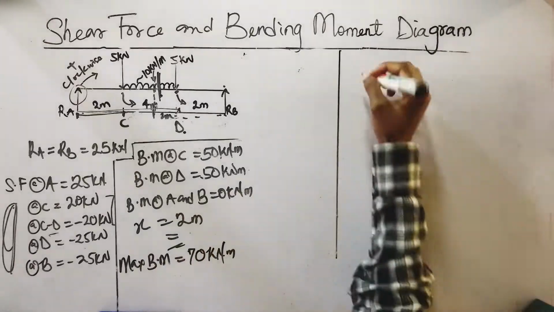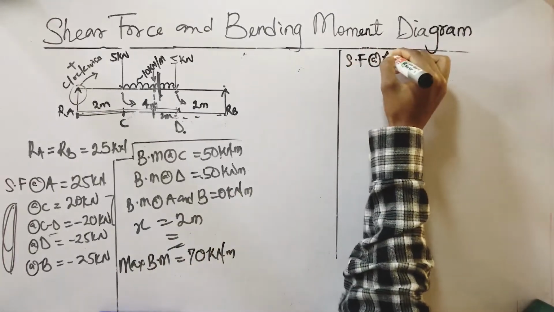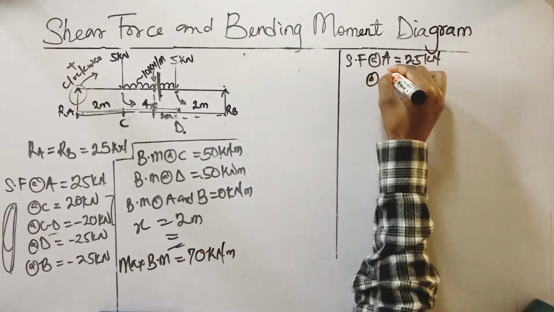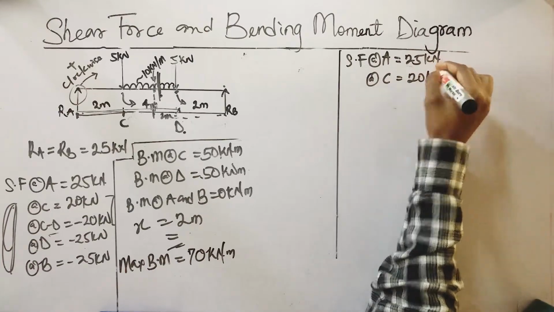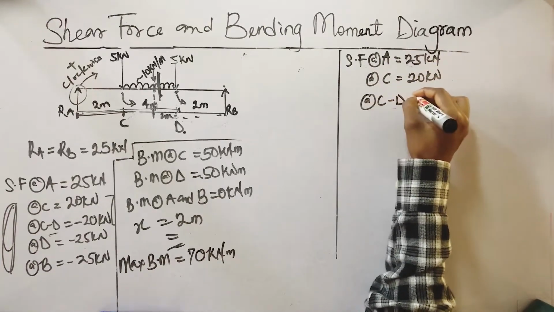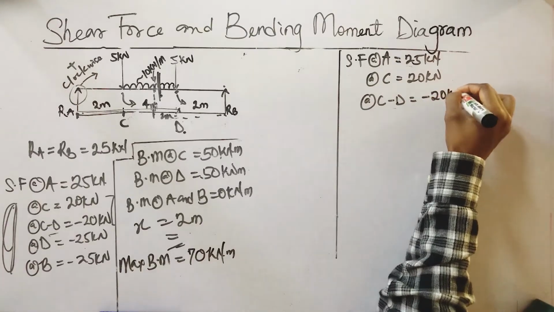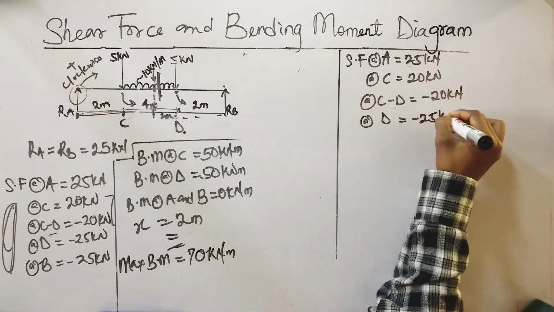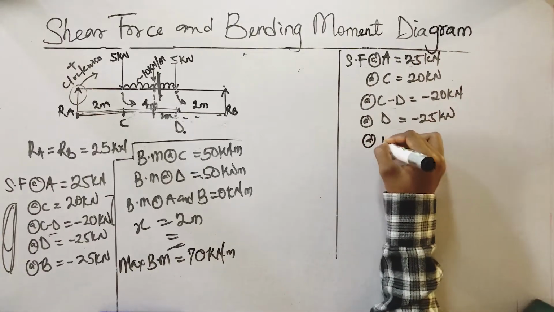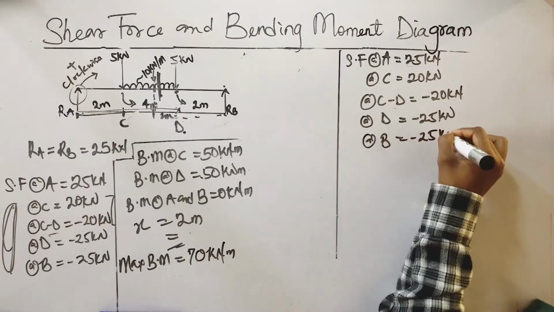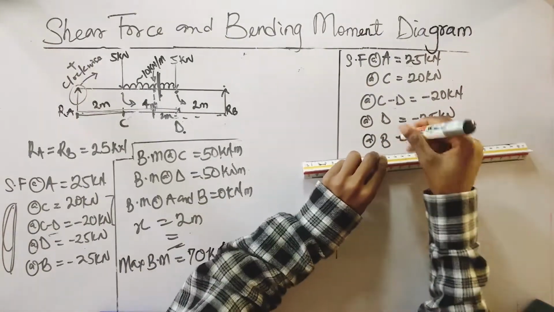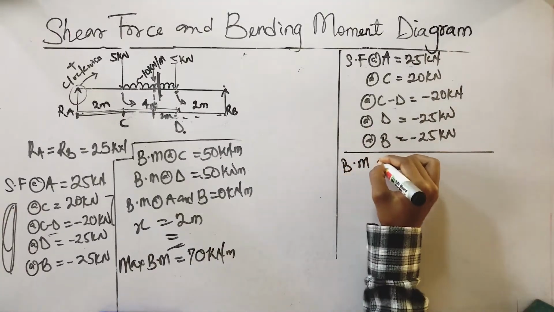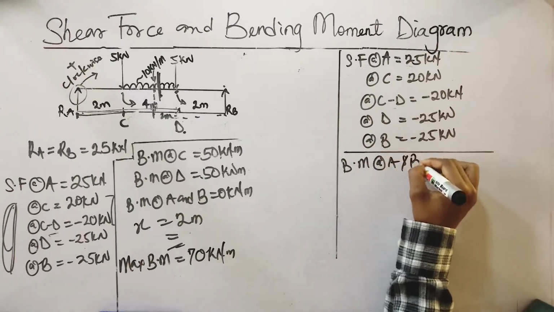So I'm just going to transfer these values from this side to the other side of the board, because I want to draw the shear force diagram directly beneath the question. Yeah, so we'll have shear force at C to D as minus 20. If we can remember, we have D to be minus 25, and we have B to be also minus 25. Then we draw a line just to demarcate between shear force and bending moment.